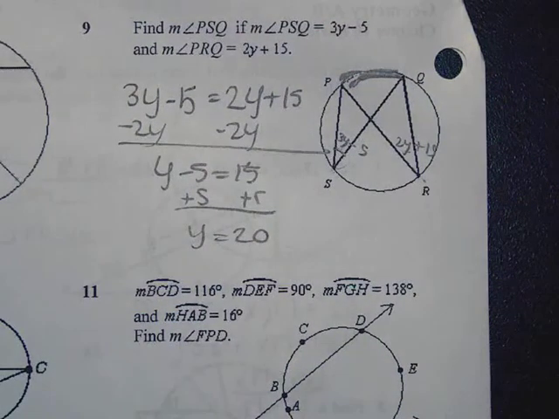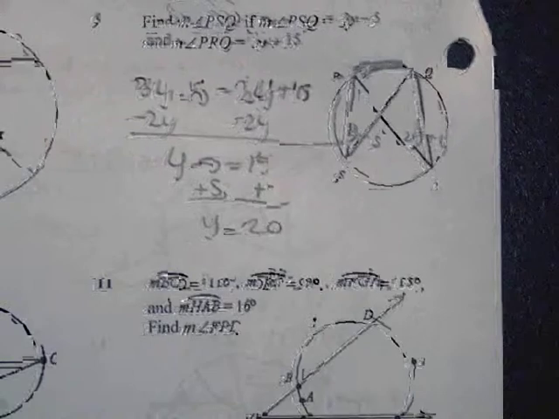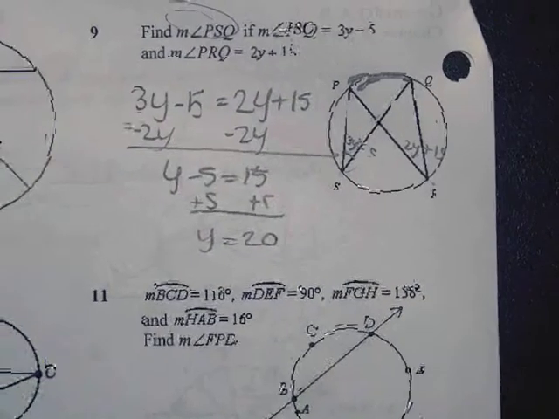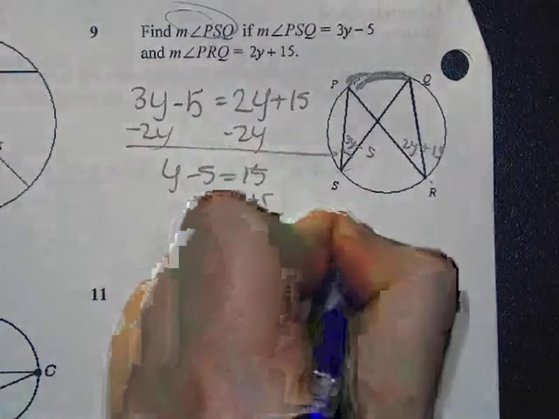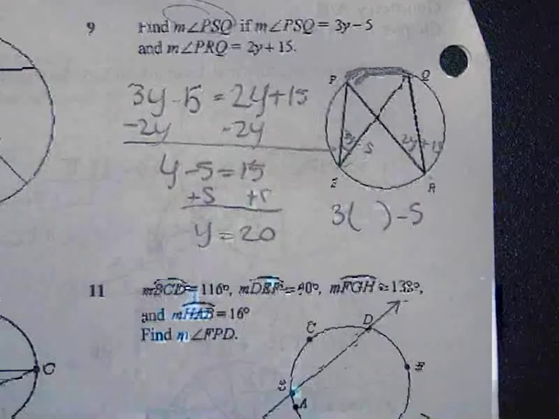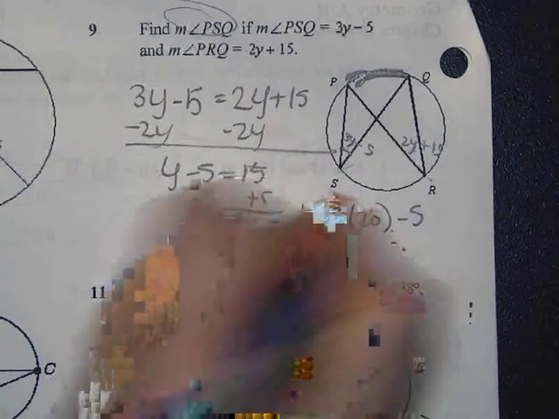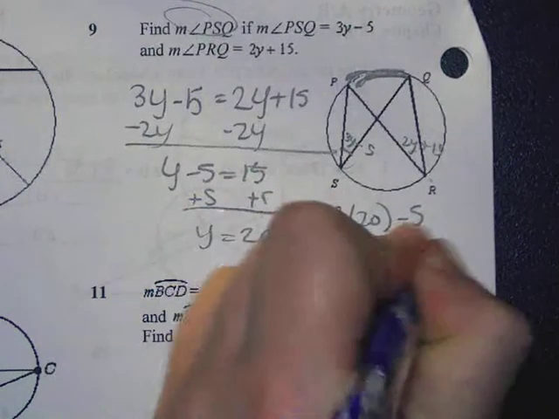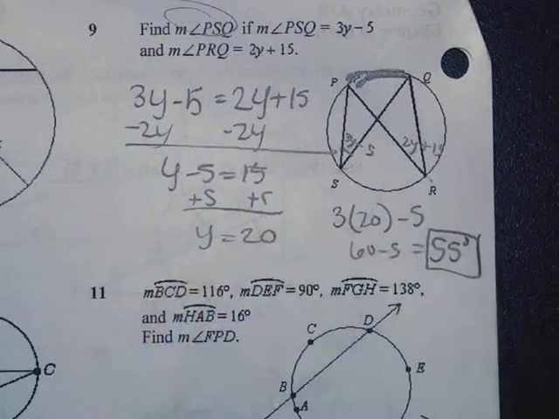However, it says we need to find the actual measure of the angle, not just y. So I need to take 3y minus 5 and plug in the value that we know y is, which is 20. So that's 60 minus 5, which is 55 degrees for that angle.